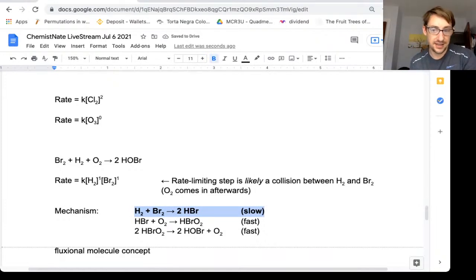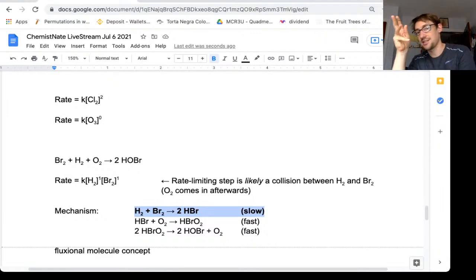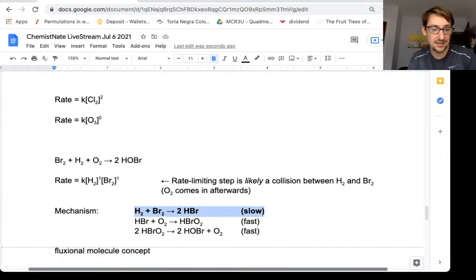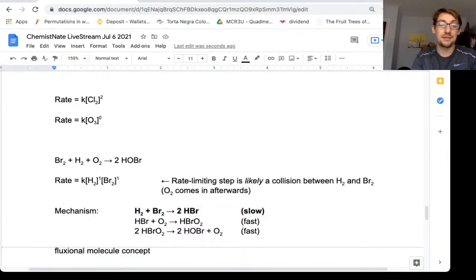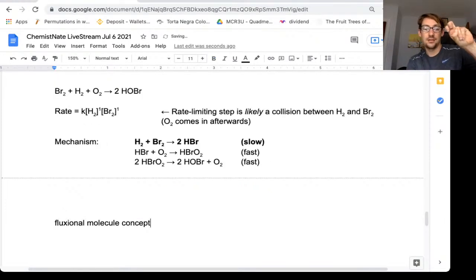There are the kinds of questions where you are given data about changing this concentration does this to the rate, changing this concentration does this to the rate, and you can get the rate law from that. I would recommend you look up get rate law from table of data, and you'll get a video of me showing you an example of that.